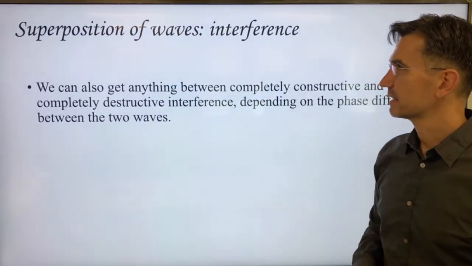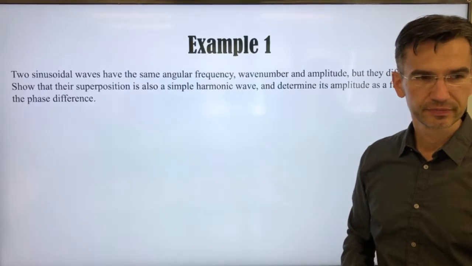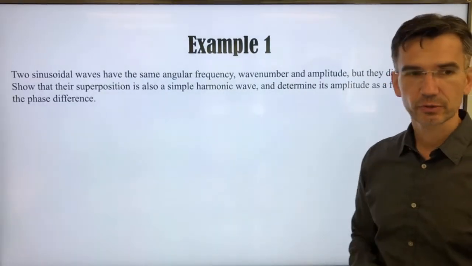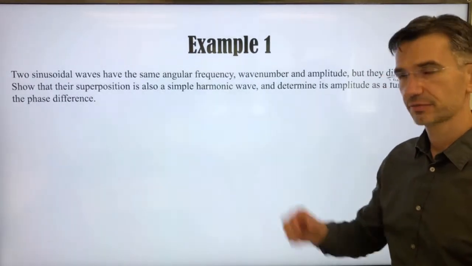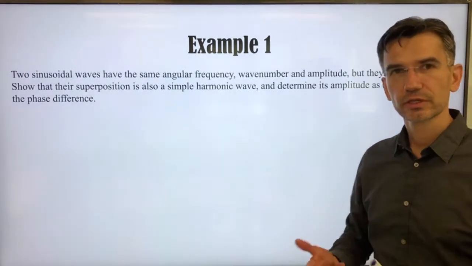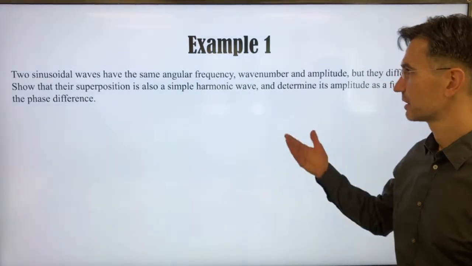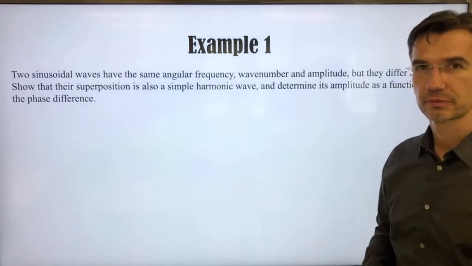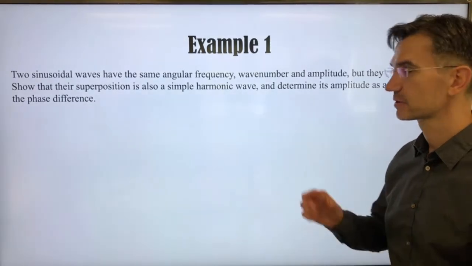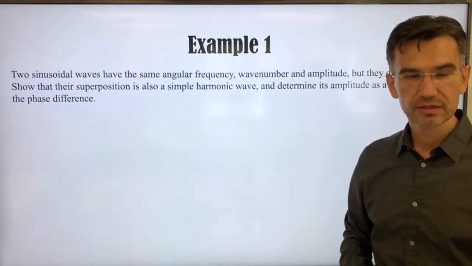So now let's take a look at an example. We have two sinusoidal waves that have the same frequency, wave number, and amplitude, but they have a phase difference. So let's see what their superposition looks like, and show that it also satisfies the wave equation. It looks like a simple harmonic wave, but let's see what the amplitude of this new wave is. So here's our solution.